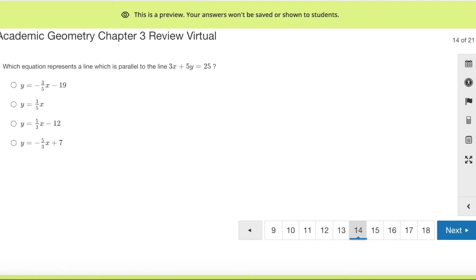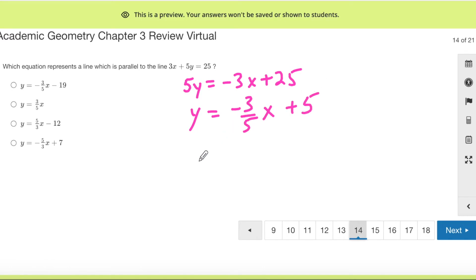Number 14 here. All right, we have to solve for y in the original equation. Divide both sides by 5. And identify the slope. A line which is parallel to this line, the parallel line has to have the same slope. So I'm looking in here for the slope of negative 3/5, and I'm going to pick this one here.